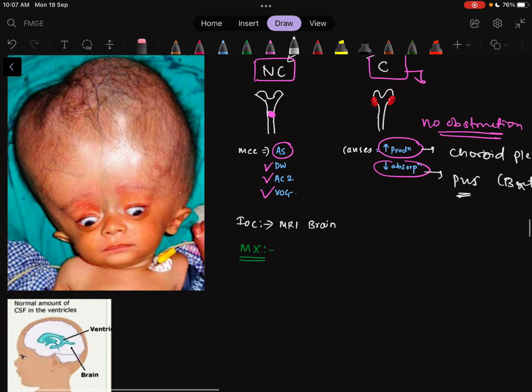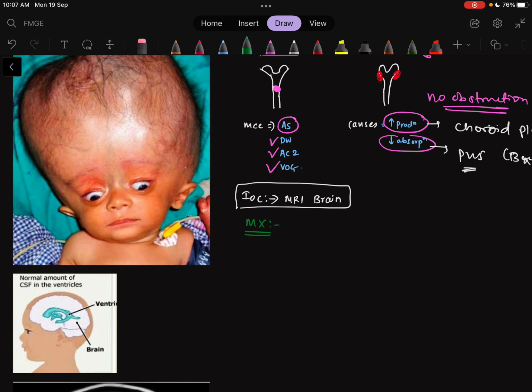Investigation of choice for hydrocephalus is MRI of brain. In management, we need to shift this excess CSF to the other parts of the body. That is, we will form shunt, and most common shunt is ventriculoperitoneal shunt. That is VP shunt. Most commonly used is VP shunt.